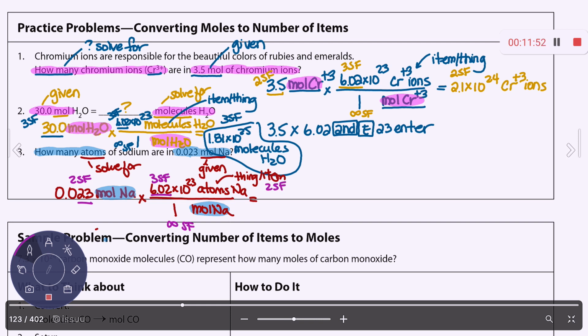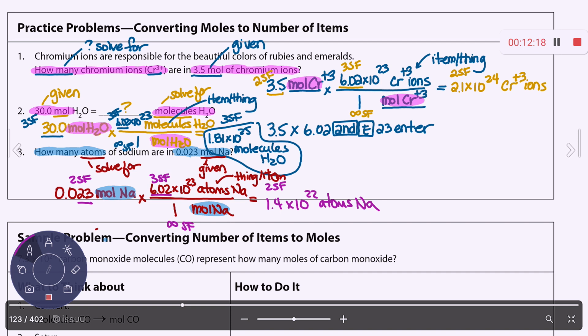Did you guys get 1.4 times 10 to the 22nd? Yeah. Is it wrong to write Na atoms? You could do that. We good? Would it be wrong to write out sodium? It just would be improper. Okay, can I go on?